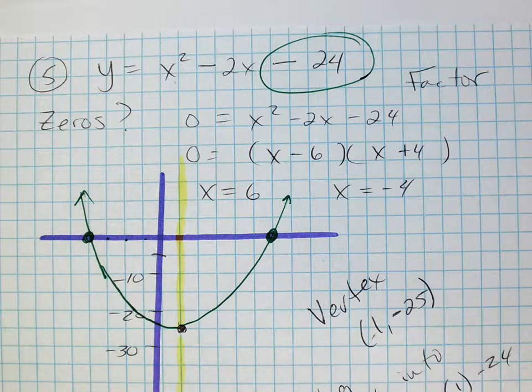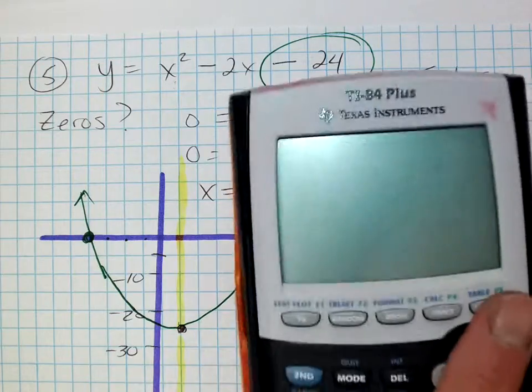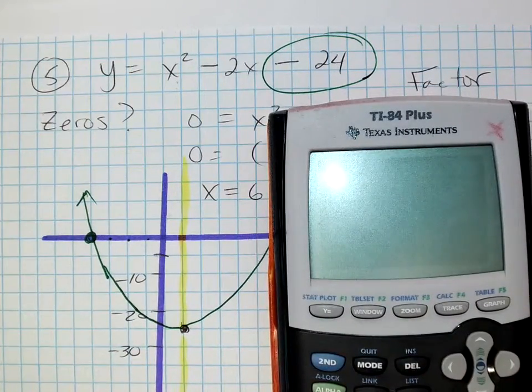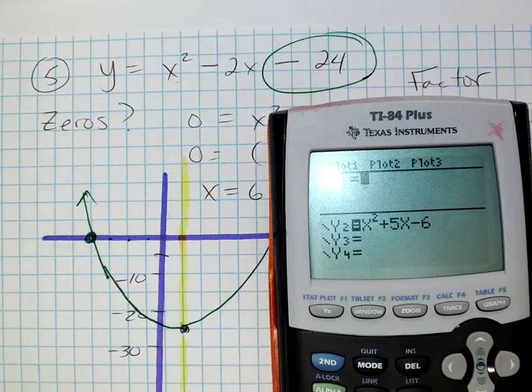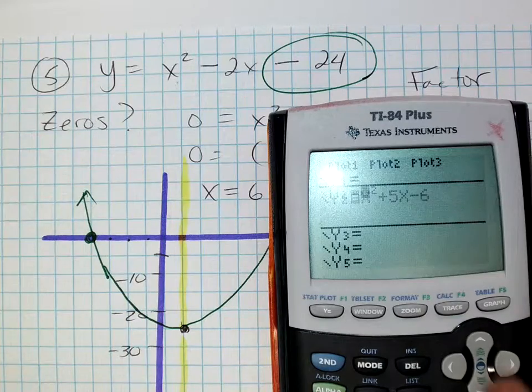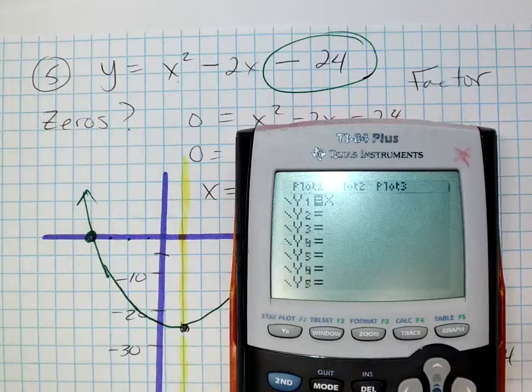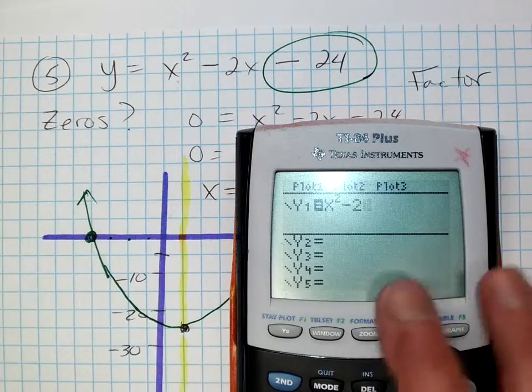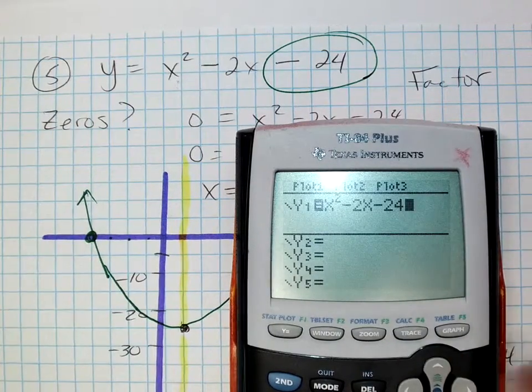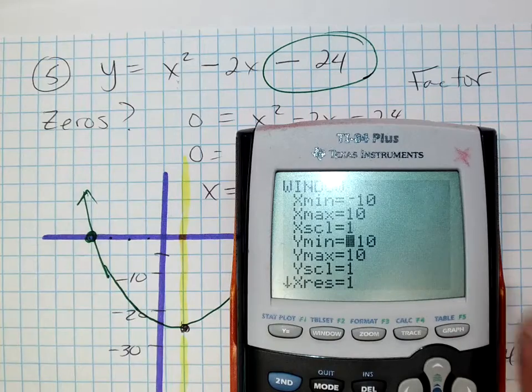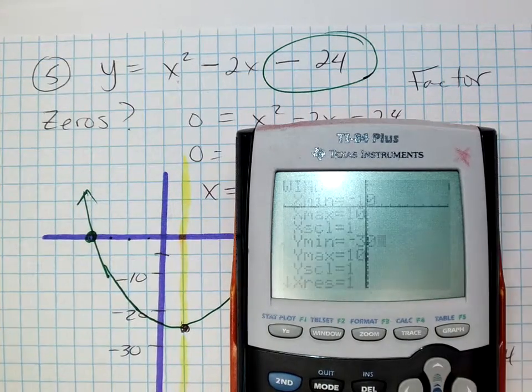Thumbs up, can you do this? Worst case, you go to your calculator. You could put it on your calculator, right? Go y equals. And you could say, well, gosh, Mr. Davies, I'm really confused, but I can use my calculator, right? X squared minus 2x, subtract 24. And I could graph it, okay?